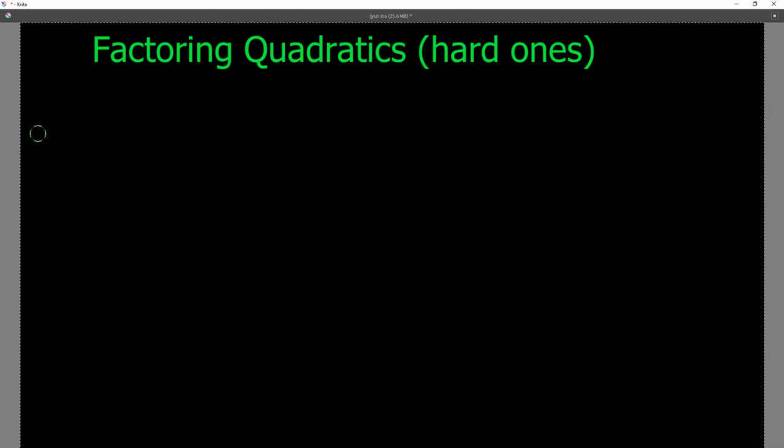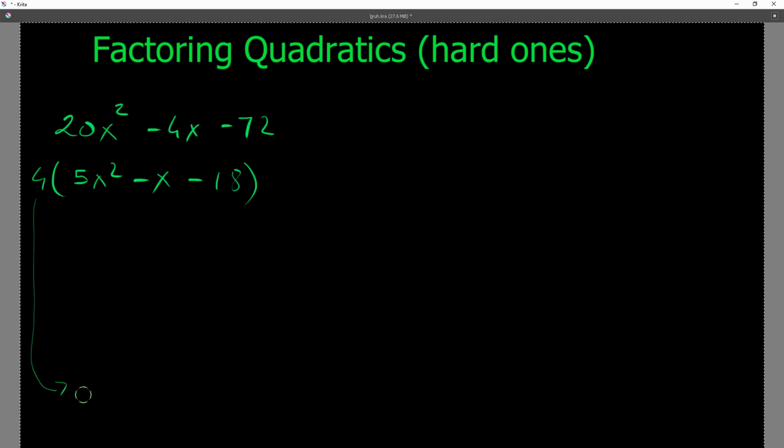Last problem, I have 20x squared minus 4x minus 72. Okay, GCF first. So I think I can take out a 4 from all of them. So 4, and I have 5x squared minus x minus 18, I believe. Yep. So that 4 will go all the way down here. And don't lose it. Now we factor this guy.